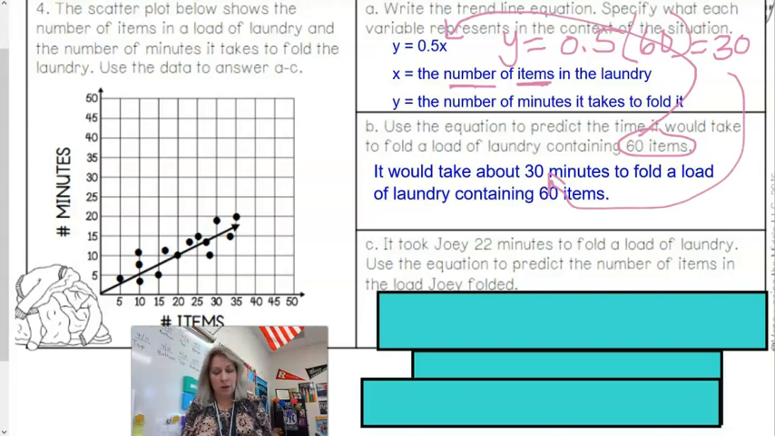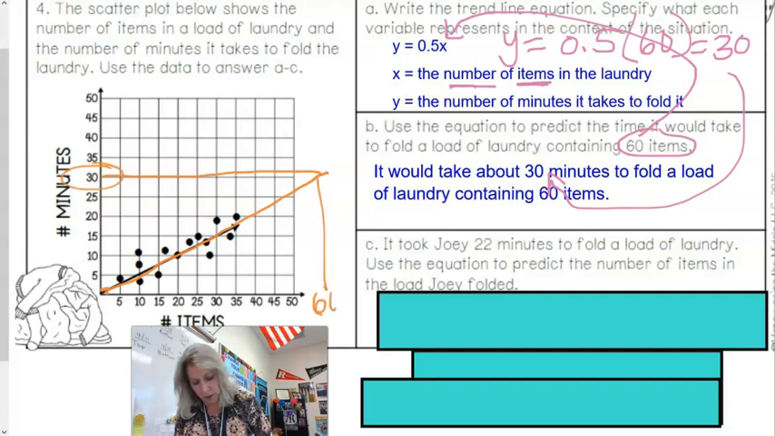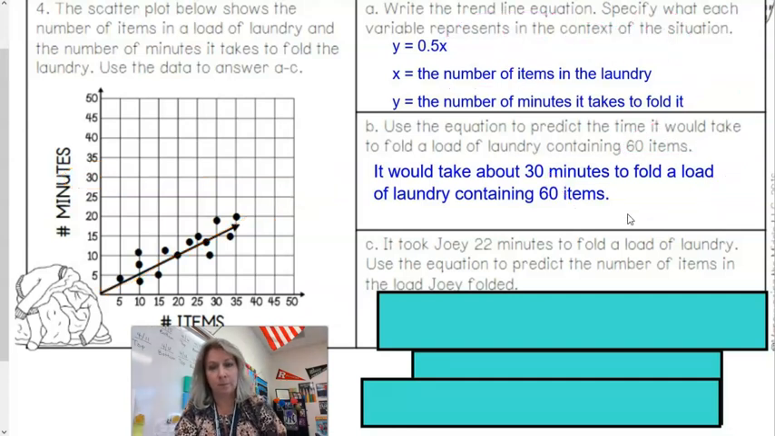And you can see, even if you extended that trend line that was drawn on the graph, if it did go on forever and ever, you might be able to see, oh yeah, it's trending towards 30 minutes for about 60 items down here. Okay, so it does make sense, and it is a reasonable and correct answer.